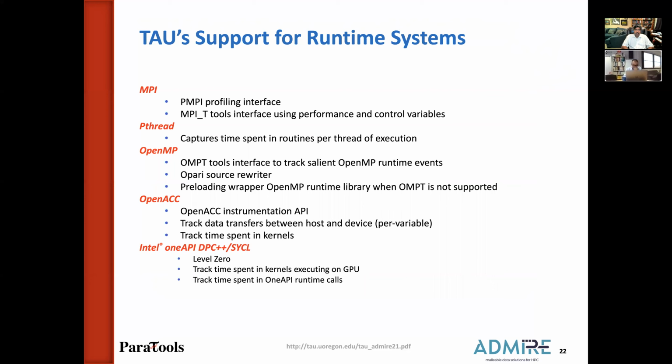For MPI, the dominant communication paradigm that we all use, Tau supports not only the PMPI profiling interface that just looks at the total time in a particular function, but Tau also supports the MPI tools interface. And this MPI-T interface allows us to query the performance variables that are present in the runtime, and also look at the control variables that we can set in Tau. So you can modify what the MPI runtime is doing by setting these environment variables.